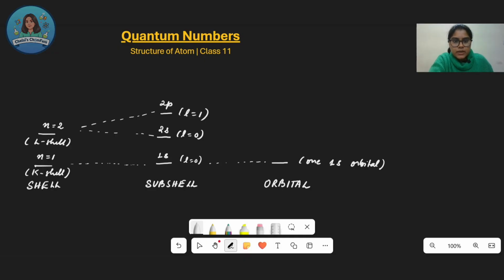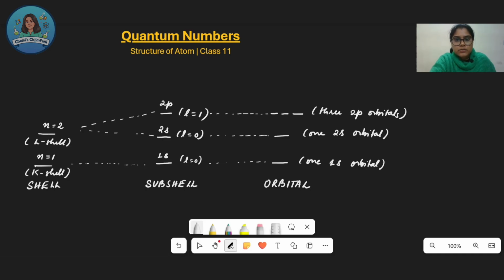Now we'll take case by case. When l is 0, what are the possible values of ml? Only one value, 0. So within the 2s subshell, there will be one 2s orbital. Now when l is equal to 1, what are the possible values of ml? It's -1, 0, and +1. So within the 2p subshell, there are 3 2p orbitals. What are those? 2px, 2py, 2pz. How do they differ? They differ in their spatial orientation.